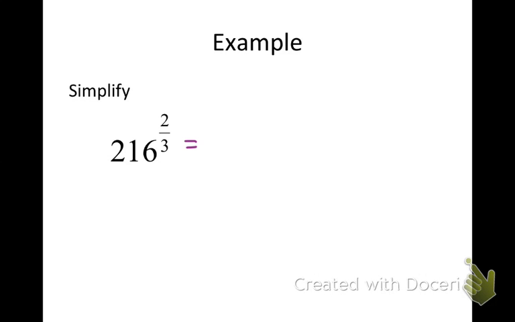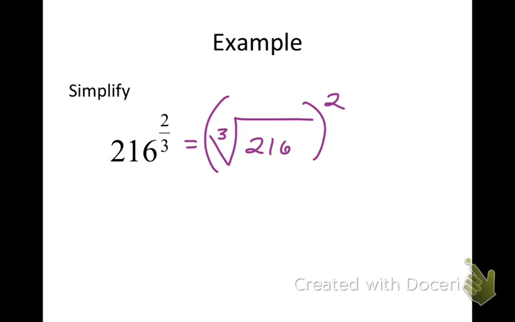What's going to be my index? 3. My radicand is going to be 216. I'm going to take that whole thing to the 2nd power. So what times itself 3 times?